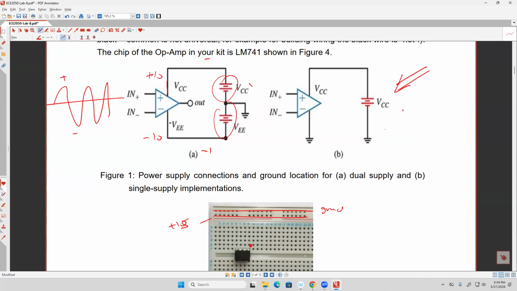And also, sometimes we connect it using only one supply. As you see here, we are not going to do this one in this lab, but I'm just teaching you. Sometimes we do it this way. For example, if you make this one like 5 volt, this will be 5 volt. You see what I'm saying? And here is the ground.